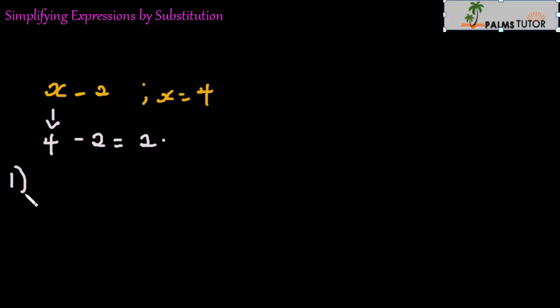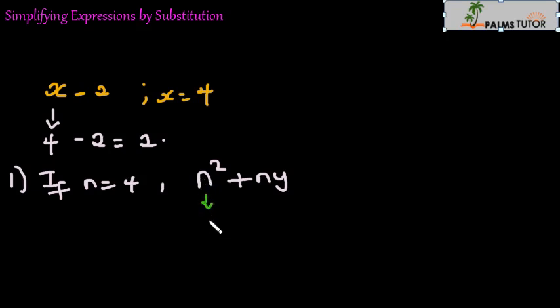Supposing we have a question which says if n equals 4, evaluate n squared plus ny. We know now that n equals 4, so we are going to substitute for n. We're going to replace n with 4. So we now have 4 squared plus this another n. Anywhere you have n, you replace with 4. That's the meaning of substitution. We have 4y. So we have 4 squared is 16 plus 4y. But this is how far we can go because we do not know the value of y.